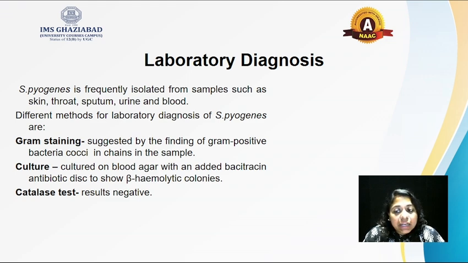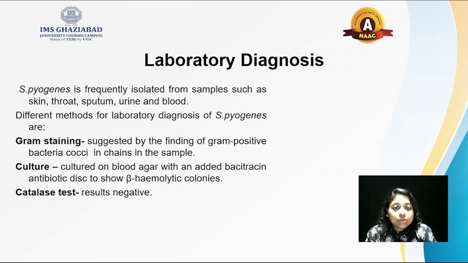For the sample collection, we may use skin swabs, throat swabs, sputum, urine and blood. After that, the first thing we do is go ahead with the gram staining, because it is a gram positive bacteria. So we have to identify whether the bacteria is gram positive or gram negative.